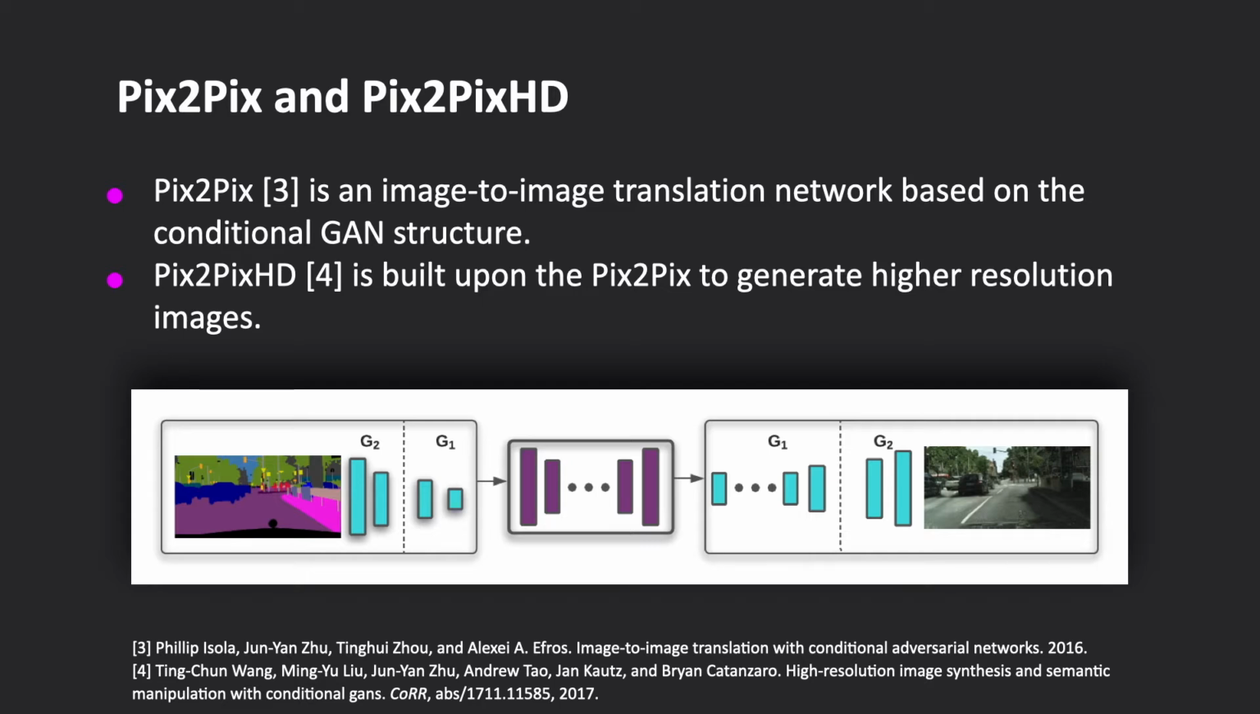Pix2Pix is a conditional adversarial network which has been proposed as a solution to image translation problems. Pix2Pix HD, as the name suggests, generates high-resolution images and is a conditional GAN like Pix2Pix. The figure below shows the generator for Pix2Pix HD. G1 is a global generator, and G2 is the local enhancer which ensures the high-quality output. We have built Graph2Pix based on Pix2Pix HD.